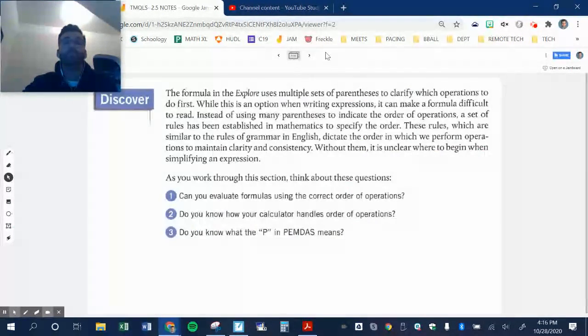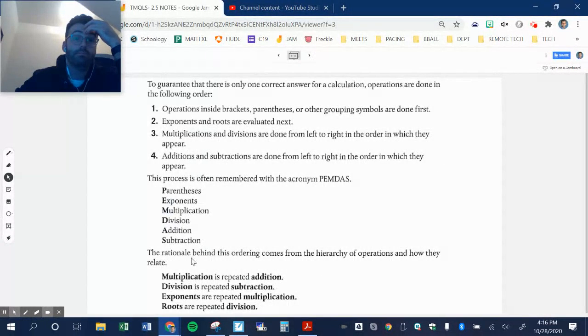All right, let's talk about today. Can you evaluate formulas using the correct order of operations? Do you know how your calculator handles those orders? And I think you should know what the P in PEMDAS means. It means parentheses. There it is. Parentheses, exponents, multiplication, division, addition, and subtraction.